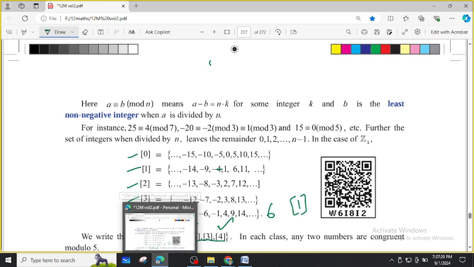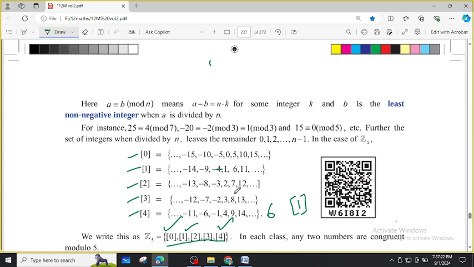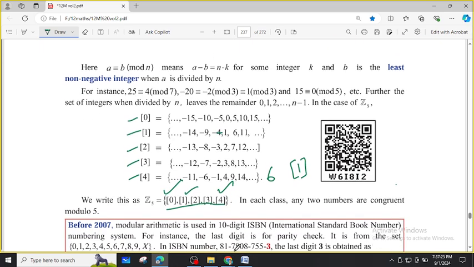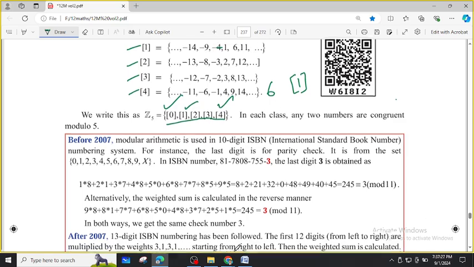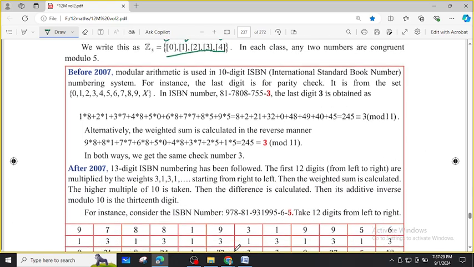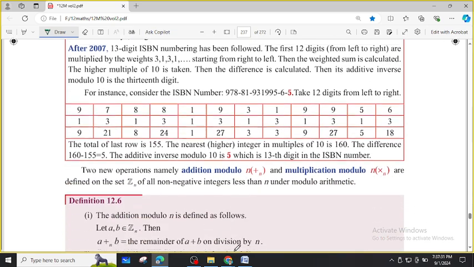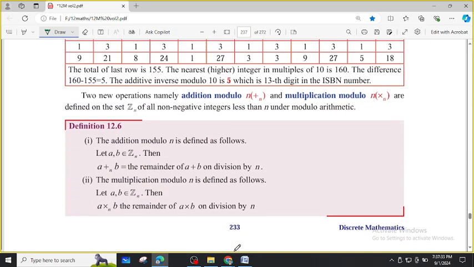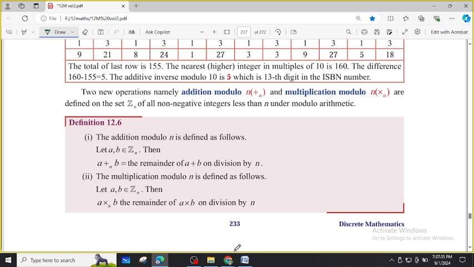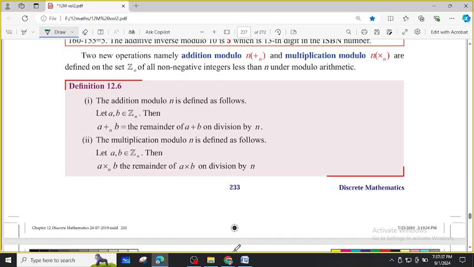Concurrency with additive modulo 5: you have to divide by 5 and take only the remainder. That is another type of operation. Additive modulo 5, similarly multiplicative modulo n is also there.